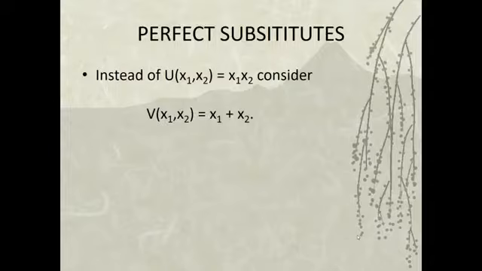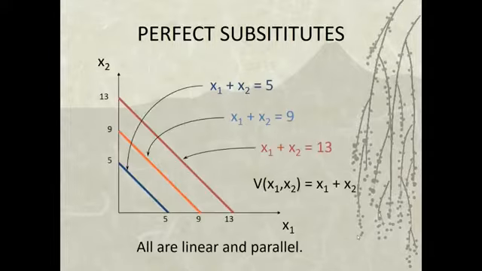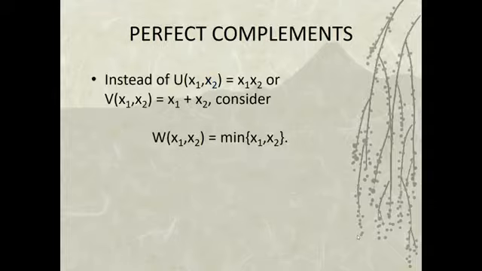Now, the perfect substitute case I have also mentioned. This is what the curve of perfect substitutes looks like, a straight line. The lower the straight line, the lower the level of utility. A higher perfect substitute utility curve gives you a higher level of utility. All are linear and parallel.